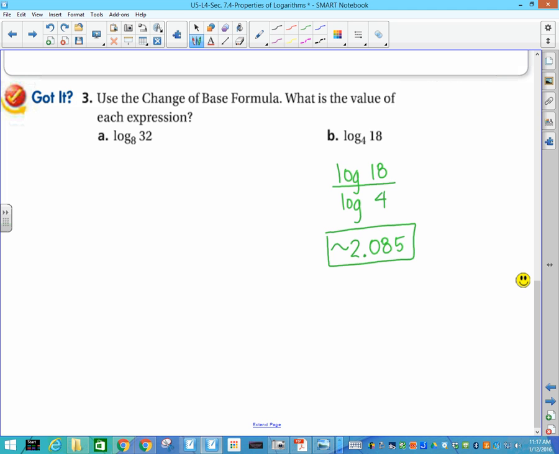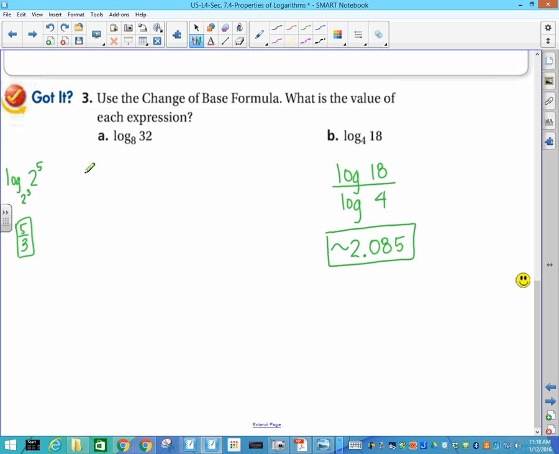Back over on this problem, I'm showing you why I did what I did in the very beginning. Back on the previous page, when I did this problem, I did it like this. I said, 8 can be written as a power of 2, and 32 can be written as a power of 2. So I knew that it was just 5 over 3. Here comes an explanation of why it is.